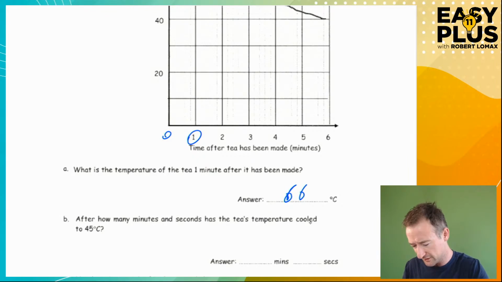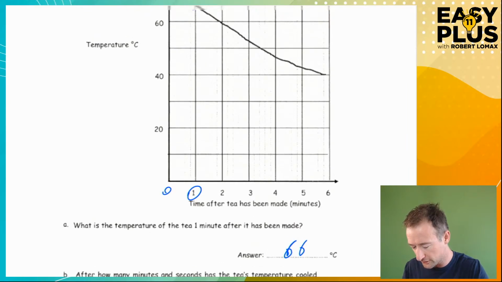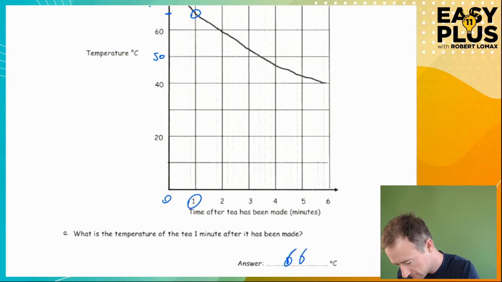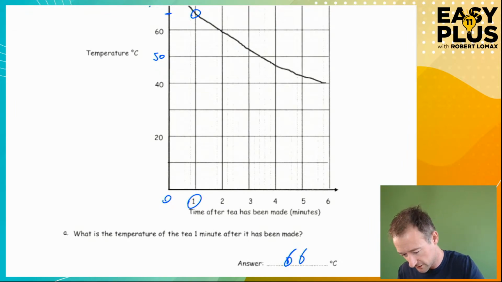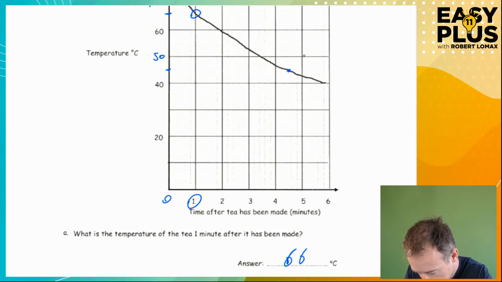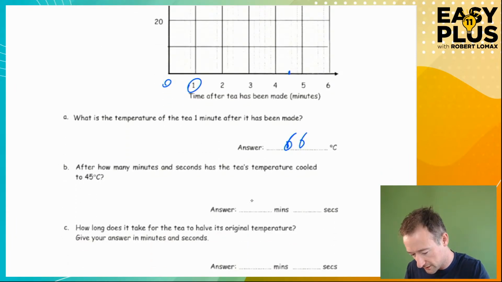After how many minutes and seconds has the tea temperature cooled to 45 degrees Celsius or centigrade? So let's find 45. Well, 50 is here. Always worth writing these things in so you don't make a horrible hash of it. So 45 is here. So we go across, and we are here. So I think that is exactly halfway between 4 and 5. I think that's 4.5 minutes. So I think that's 4 minutes, 30 seconds.